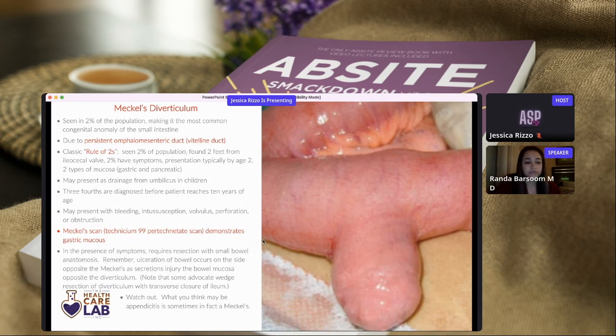Meckel's diverticulum, rule of 2s. So seen in 2% of the population, found 2 feet from the ileocecal valve. 2% have symptoms, and presentation is typically by the age of 2. Remember that a Meckel's will have one of 2 types of mucosa, gastric or pancreatic. Usually diagnosed with the Meckel's scan, which will show you the Meckel's with gastric mucosa, not with the pancreatic mucosa. And then usually 3/4 of these are diagnosed before the child reaches age 10. So in children who present with appendicitis, always have in the back of your mind that the child might not have appendicitis, might actually have a Meckel's diverticulum. Next.